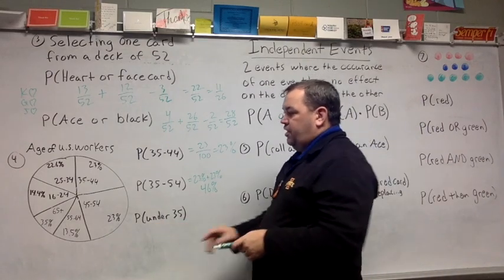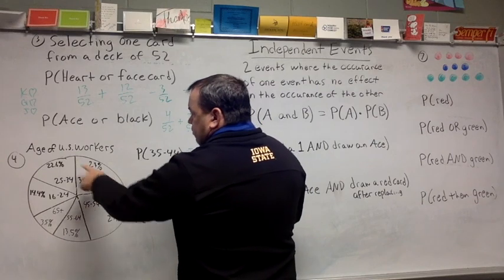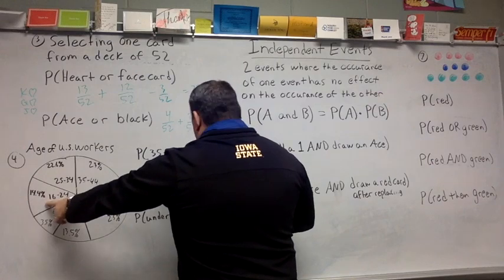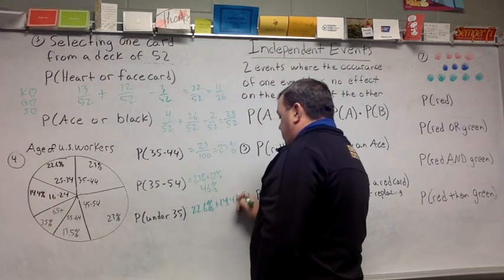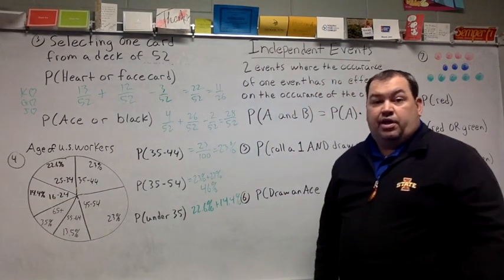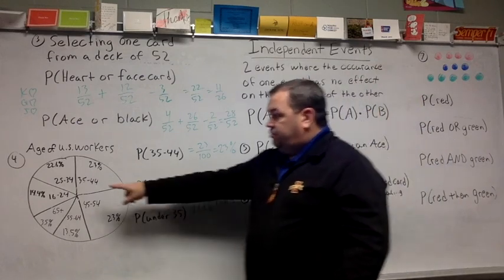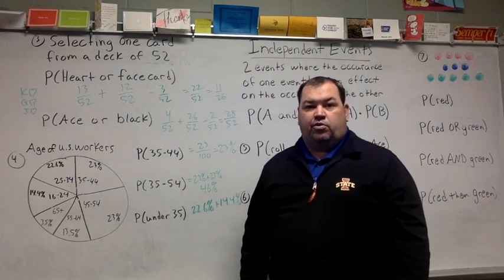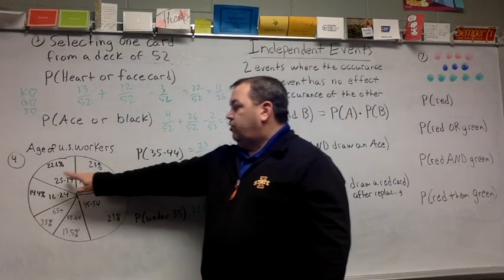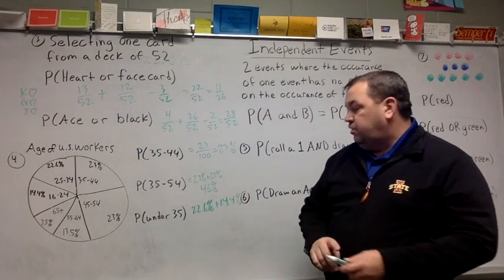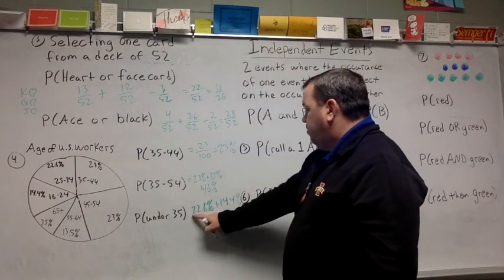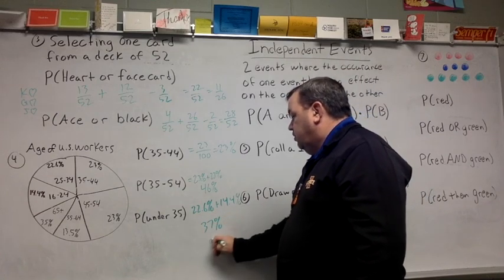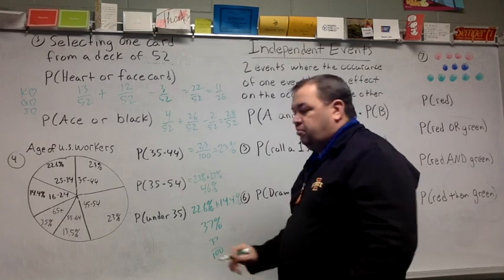My last example, same thing. The probability of being under 35, so I don't want this one, I do want this age here, and this age here. So I add those two. They are also mutually exclusive. I can't be 21 years old and 30 years old and fit into two categories. I'm only one person. I only fit into one of these two categories, so they're definitely mutually exclusive. If I add my percentages, I get 37%, or 37 out of 100 as my probability.